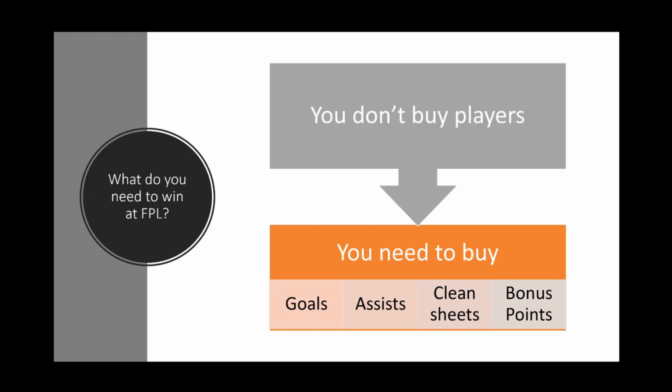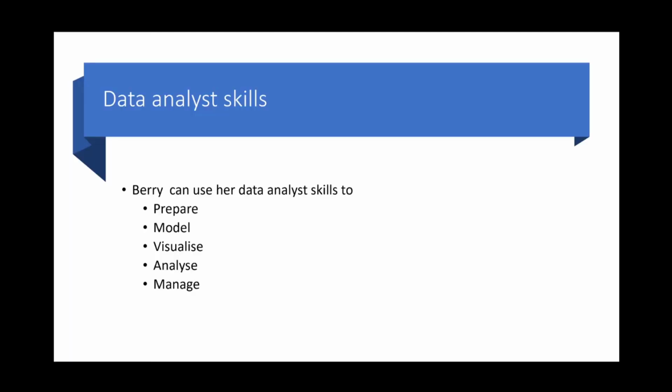Now, to win at fantasy football, in Moneyball they broke it down to on-base average. In fantasy football, you need to buy goals, assists and clean sheets. You're not buying your favorite players. You're not buying your favorite team's players. And there are some limits. You've got a £100 million budget. You've got to have 4 subs. You can only have 3 players from a given team. And you need to buy as many goals, assists, clean sheets and bonus points as you can.